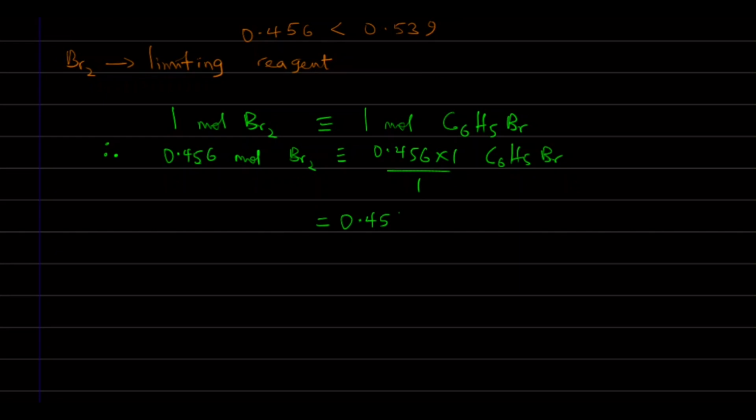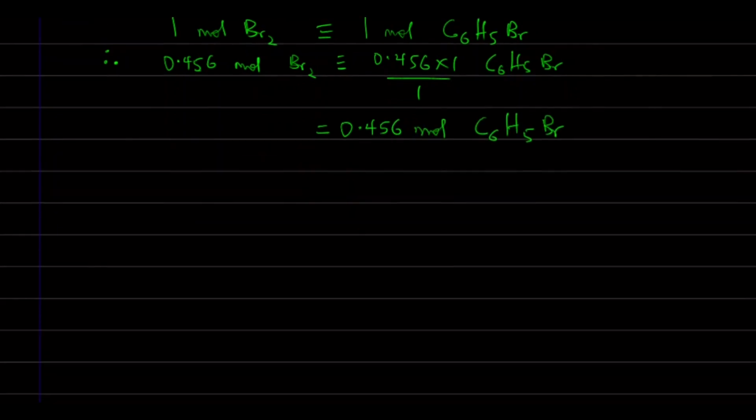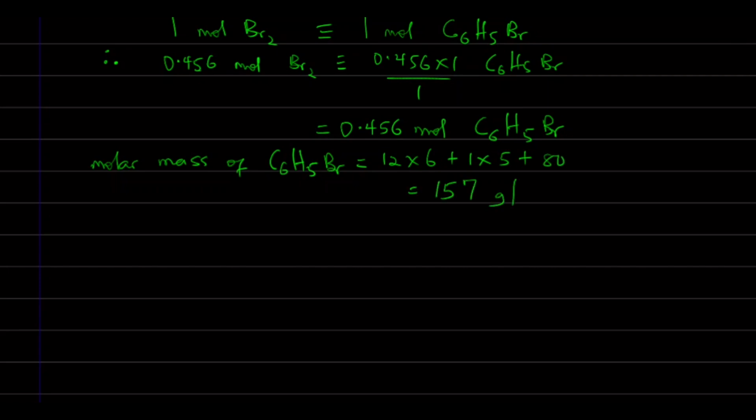The number of moles of bromobenzene is given as 0.456. So we can calculate the mass of bromobenzene since we have gotten the mole. The molar mass of bromobenzene, C6H5Br, is going to be carbon is 12 times 6 plus hydrogen is 1 times 5 plus bromine is 80. We're having 157 gram per mole.